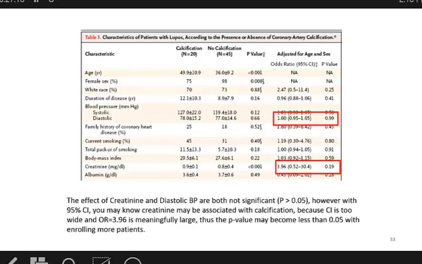Because you might see significance by increasing n. But what happens if you increase n in this case? It's going toward one. Yeah. So even if you enroll 100 more patients, this will still probably approach one. So the p-value alone does not give you that information, but the confidence interval does. So we do want to use the confidence interval.